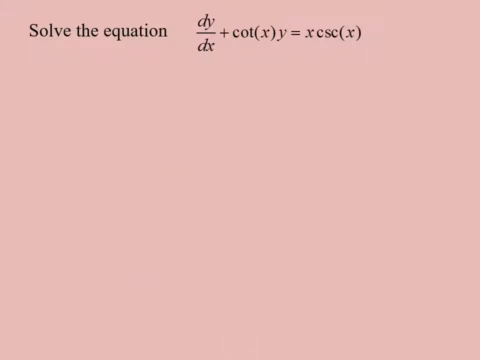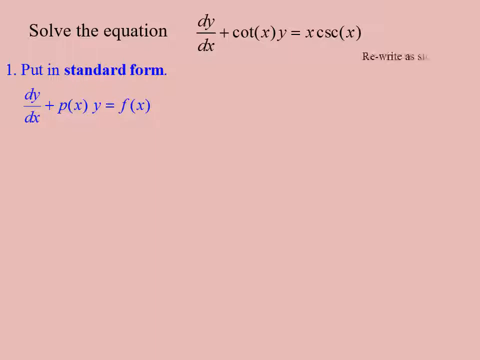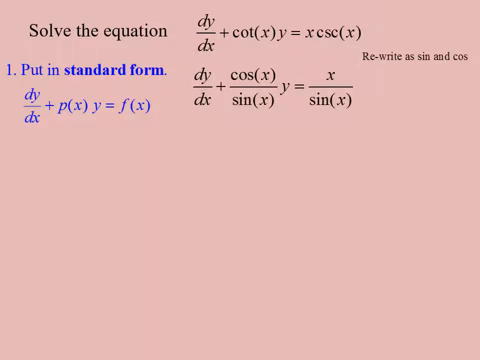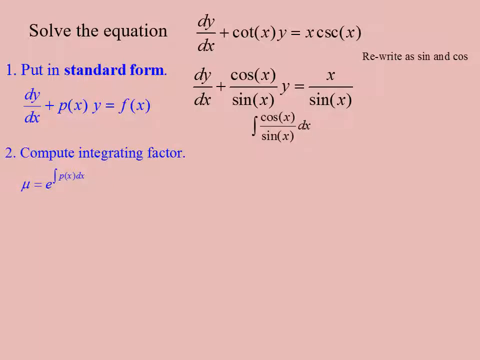Here's my last example. This is already in standard form. We just recognize what the P is, the cotan of x, by changing that up just a little bit. Comes out to be cosine of x over sine of x, which we can do the integral of by substitution. Let u be the sine of x, du is cosine of x dx, so we end up with e to the ln of the sine of x as our integrating factor.